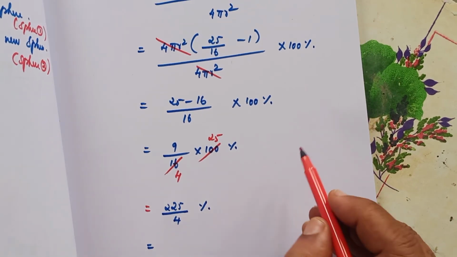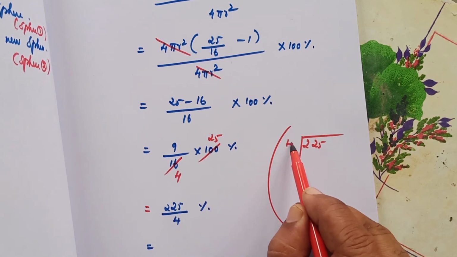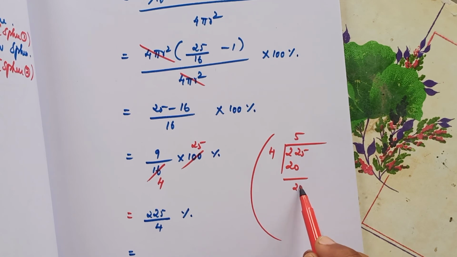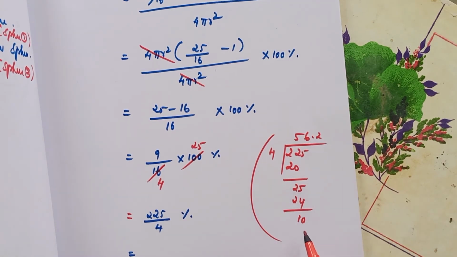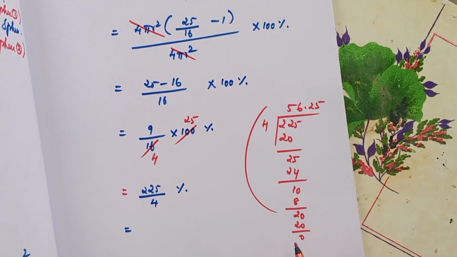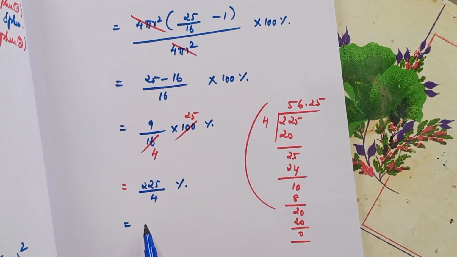225 by 4, that is equal to, I do the calculation here. 4 5s are 20, balance 2, 5. 4 6s are 24, balance 1. Keep the decimal point here at 0. 4 2s are 8, balance 2, 0. Then 4 5s are 20. So what is the percentage? 56.25 percentage.